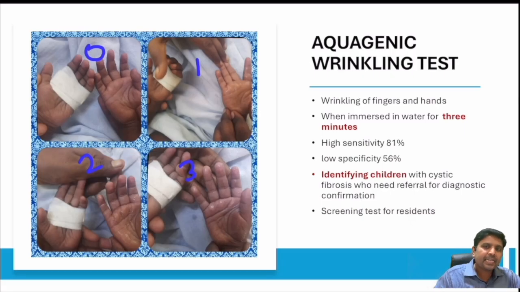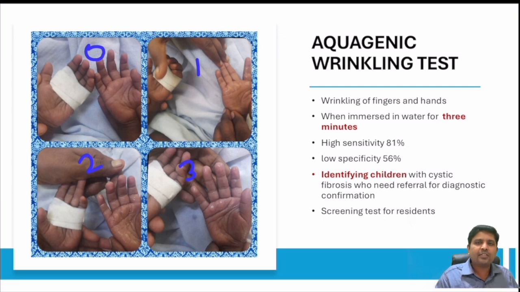First of all, as a resident, you need to know what is called aquagenic wrinkling test. A child with meconium ileus, a child with neonatal persistent respiratory distress, recurrent pneumonia, collapse, neonatal cholestasis, and a child with pseudo-Bartter syndrome. In all these instances, you need to suspect cystic fibrosis. It doesn't mean that you need to directly go for test. You need to know the test that is subjective and that can be done by yourself. That subjective test that can be done by yourself is aquagenic wrinkling test.